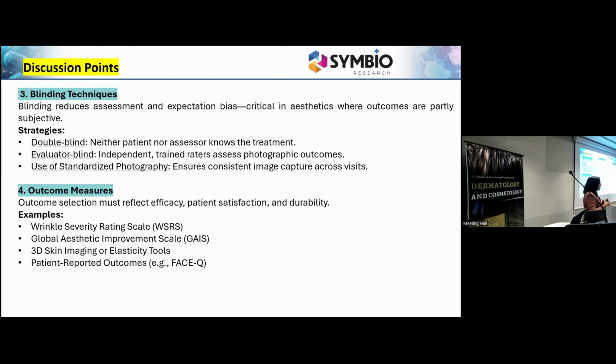So here, I think blinding is very important. The reason is that both the investigator, the clinician, and the participant himself or herself can tell which side is actually the IMP and which side is the placebo. So how can we do it? There are some strategies. One is the double blind, that is neither the participant nor the assessor knows about it. The next is evaluator blind, that is independent trained raters assess photographic outcomes, as we saw in several of our presentations today. And the next is use of standardized photography that ensures consistent image capture across visits.